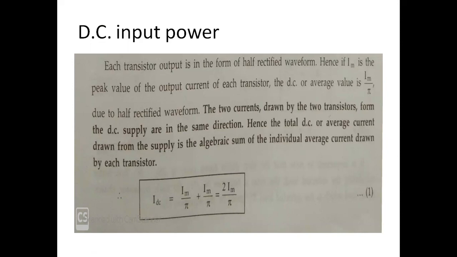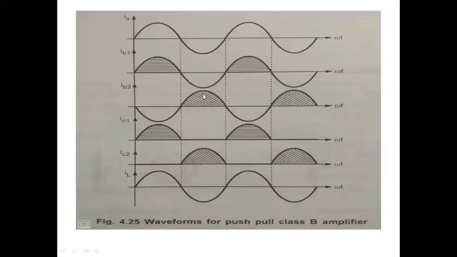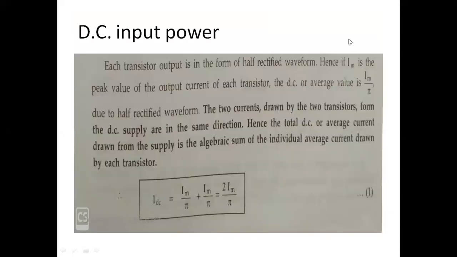DC power. So here we are using two transistors, and each transistor output is in the form of half-wave rectifier output. If you observe the output waveforms in the previous slides, we have already observed the output waveform. This is a half-wave rectified wave. That is, we can get some half cycle at the output. So hence, if IM is the peak value, IPP means peak to peak value, IM or IP is peak value. If IM is the peak value, then what is the DC value or average value?